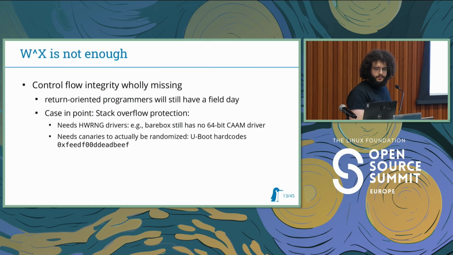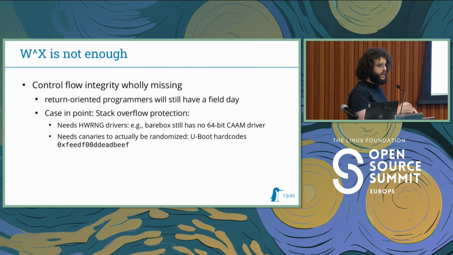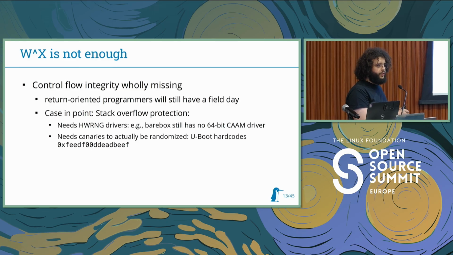There is one mechanism that you could call control flow integrity if it was actually implemented correctly, which is stack overflow protection. So that's a very simple concept. You put at the end of your stack frame a random value just before your return address. And then the compiler inserts code that every time you exit from a function, it verifies that this value has not been overwritten. Because if it's overwritten, then you had a stack overflow and someone wanted to mess with your return address. And in barebox, it's implemented, but for many platforms, there is no hardware random number generator implemented yet.